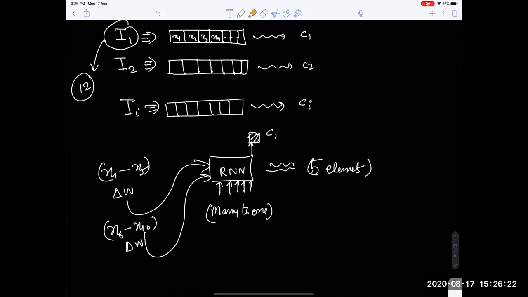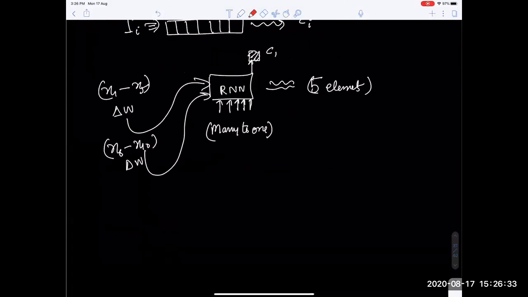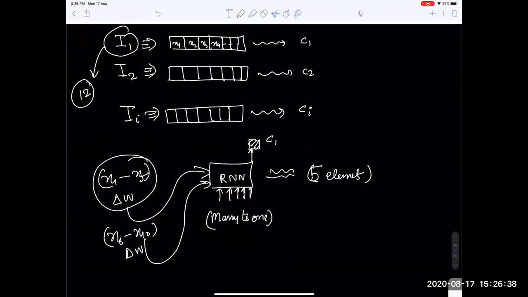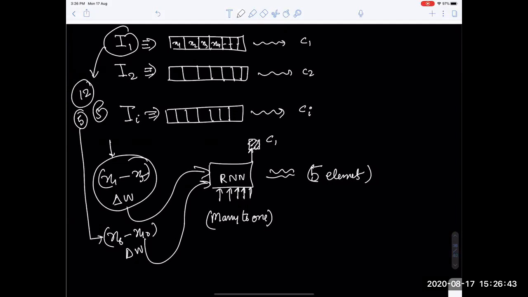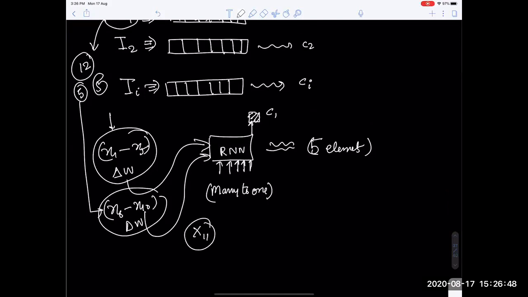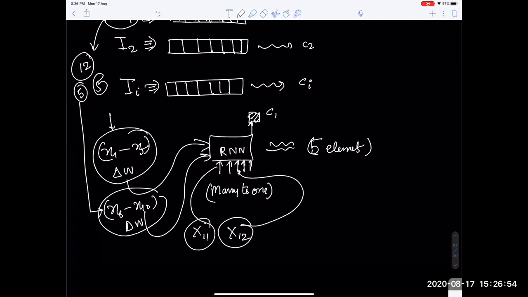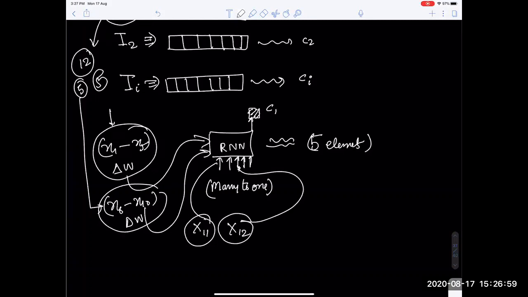Then first I backpropagate for this. For the first 5 I will update. For the next 5 I will update, and then for the last 2, x11 and x12, I will show them, find out the classification, and reset my gates.